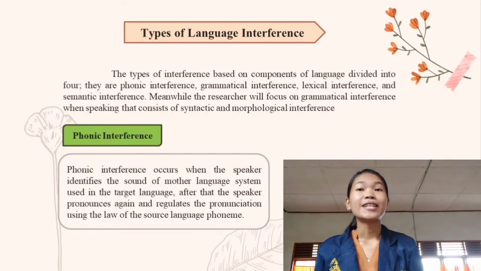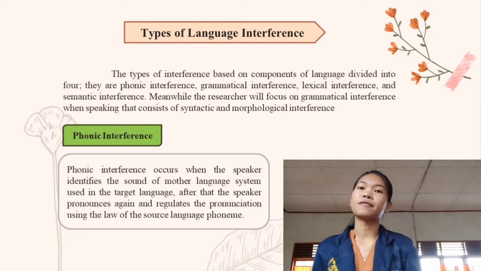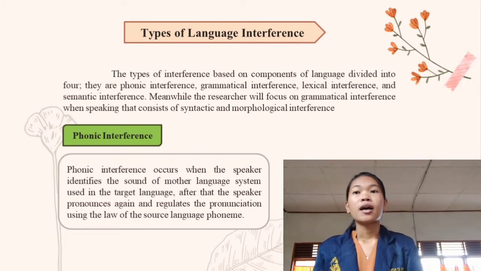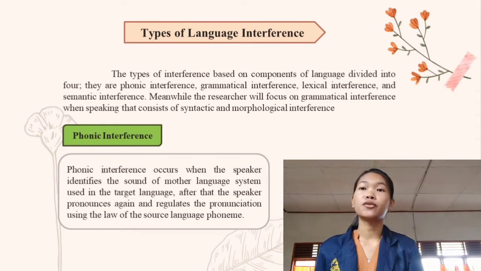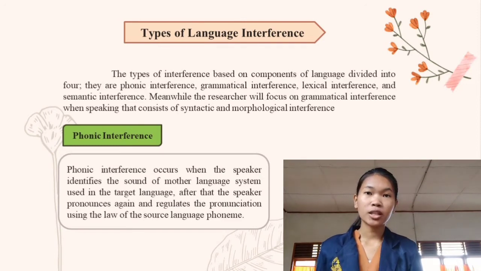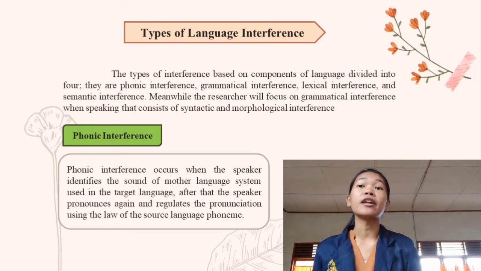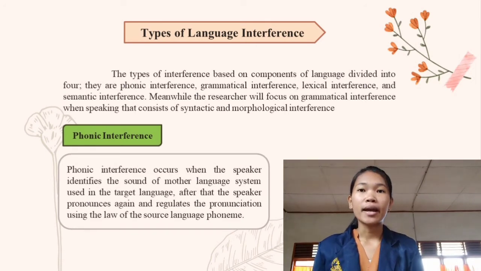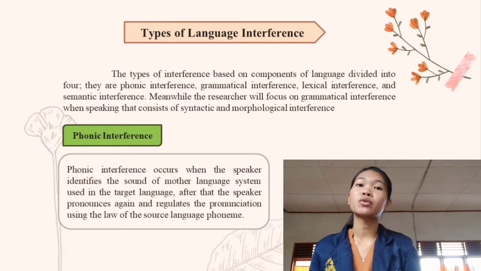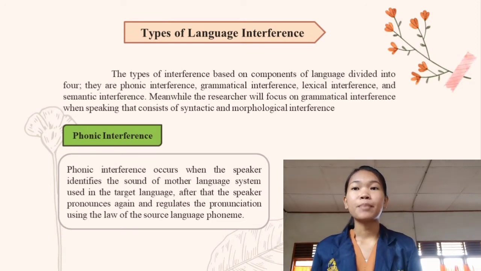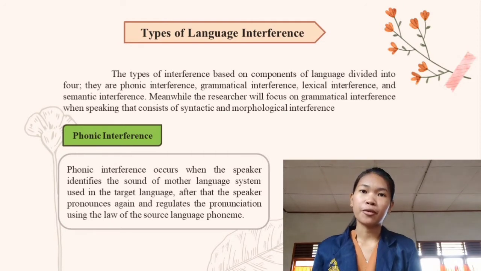Okay everyone, next we talk about the types of language interference. The types of language interference, based on components of language, are divided into four. They are phonic interference, grammatical interference, lexical interference, and the last, semantic interference. Meanwhile, the researcher will focus on grammatical interference when speaking, which consists of syntactic and morphological interference.